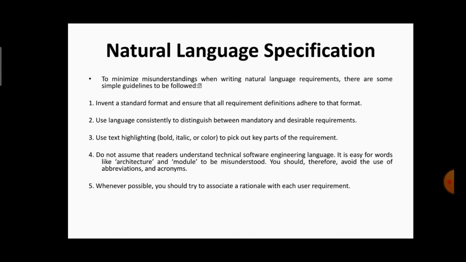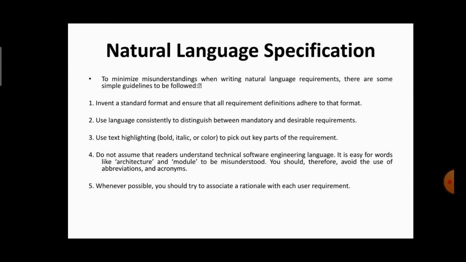Next, use language consistently and distinguish between mandatory and desirable requirements. While writing the requirements, you have to find a way to distinguish mandatory and desirable requirements. Mandatory means these requirements have to be compulsory. Desirable means these requirements are not compulsory, but if you include them, it is fine, right? How to do that? You can use some notations, like mandatory requirements can be made in bold letters.